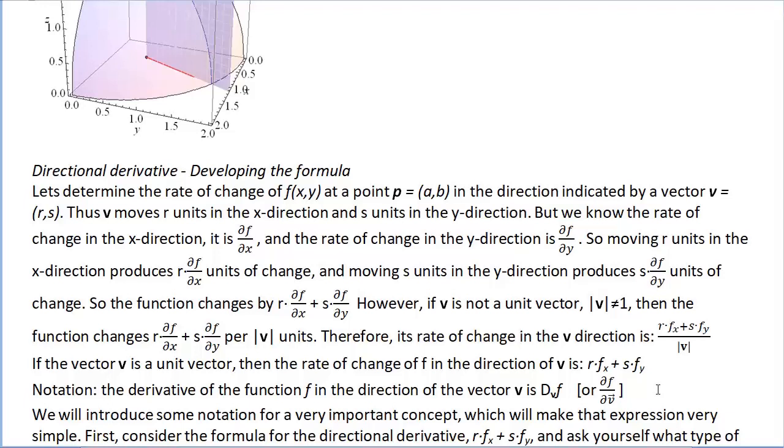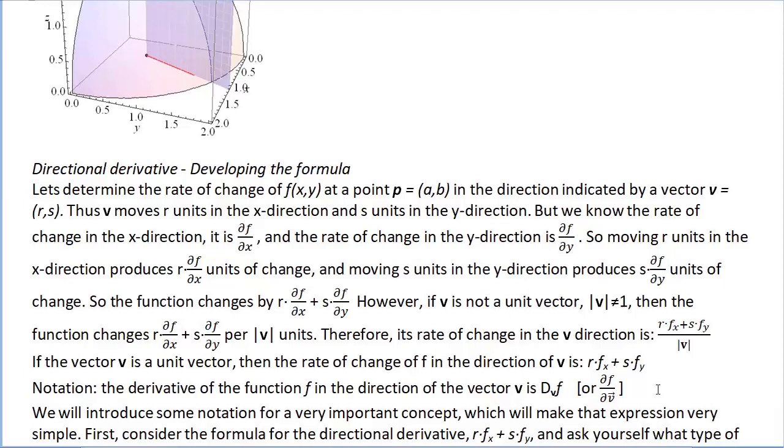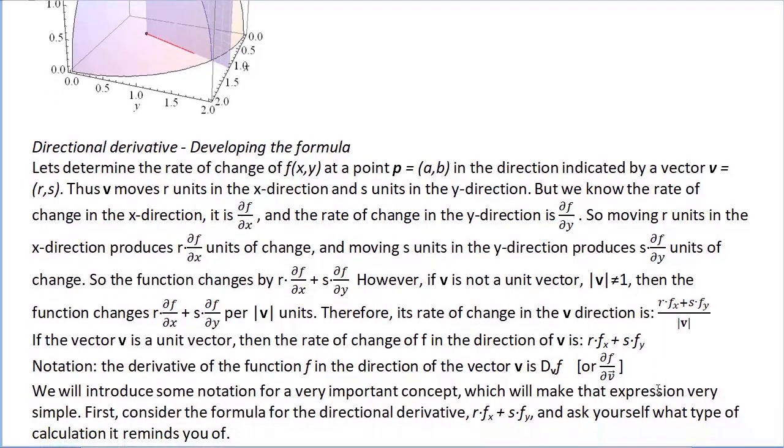Okay, now next up, we're going to introduce some notation for what's going to be a very, very important concept for us. And it's actually going to simplify this expression tremendously. So the formula for the directional derivative is r times f sub x plus s times f sub y. What type of calculation does that remind you of? Well, here's a hint. It's something times something plus something times something. So this expression can be written as a dot product. And the question is, a dot product of what?